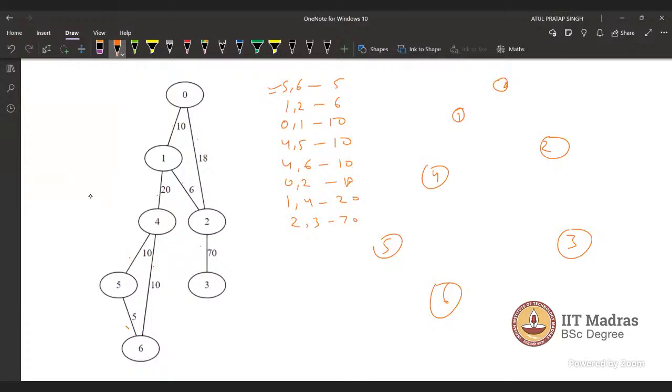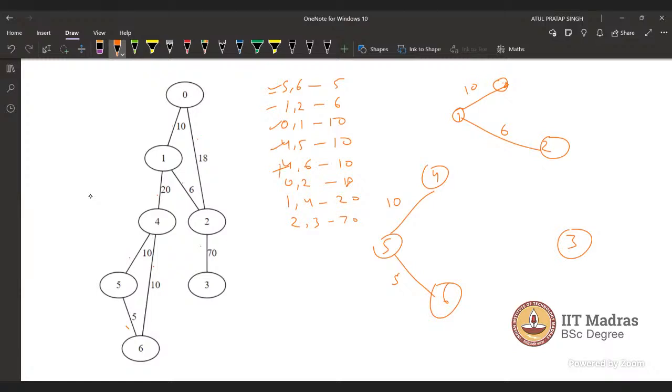So 5, 6 does not create a cycle, so we directly add this 5. Then 1, 2 does not create a cycle. Then 0, 1, which is 10, does not create any cycle. 4, 5 also does not create any cycle. Now 4, 6: if we consider the 4, 6 edge in our spanning tree, it creates a cycle, so we will not consider this 4, 6 edge.